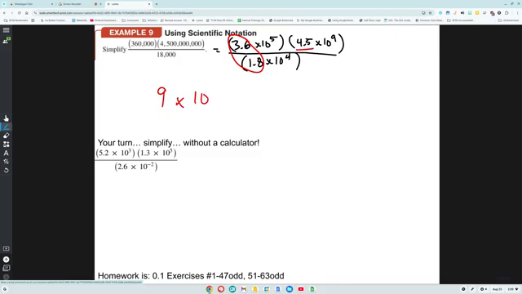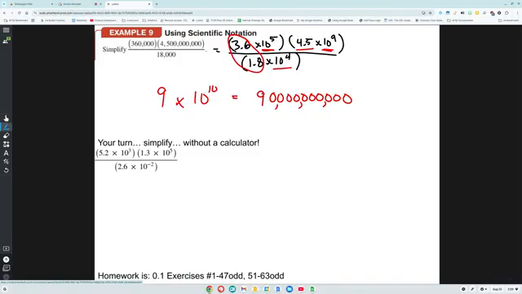And then I just need to think about how I get the exponent. Well, when I'm multiplying with the common base, I add my exponents, so 5 plus 9 is 14. And then when I divide with my common base, I subtract my exponents. 14 minus 4 is 10. So I can write this answer in scientific notation as 9 times 10 to the 10th. If I want to write that in decimal form, I can move my decimal place 10 times. So it'd be 9 with 1, 2, 3, 4, 5, 6, 7, 8, 9, 10 zeros at the end, aka 90 billion. Your turn.